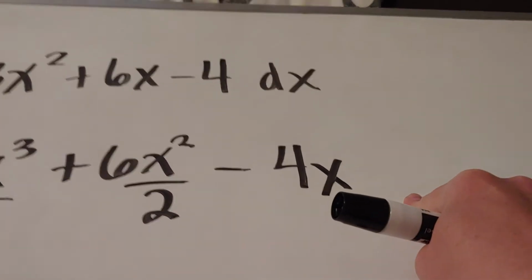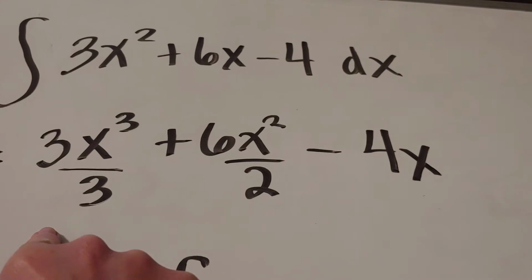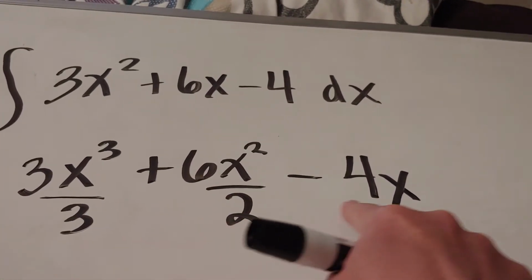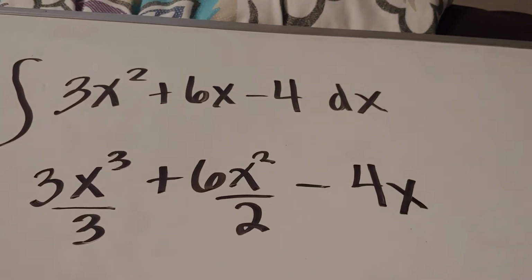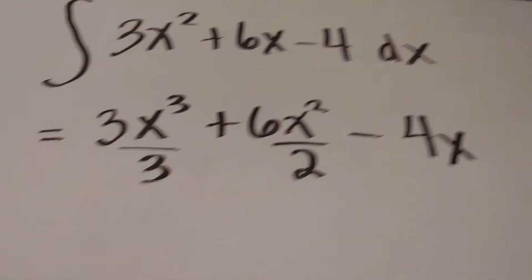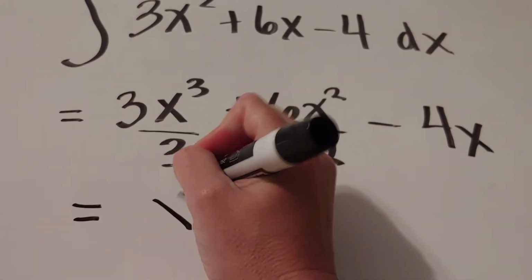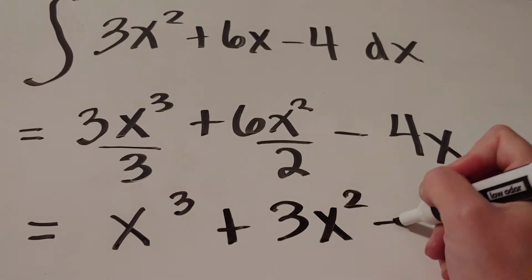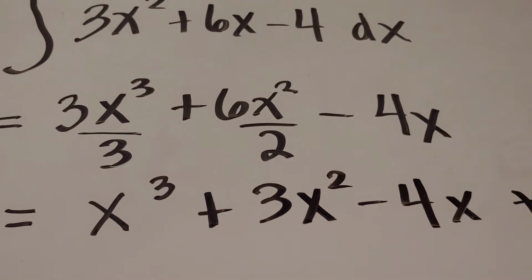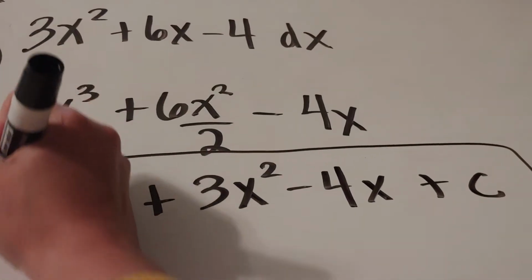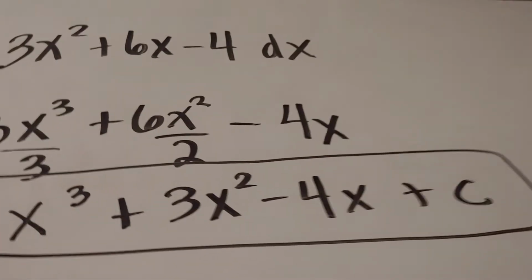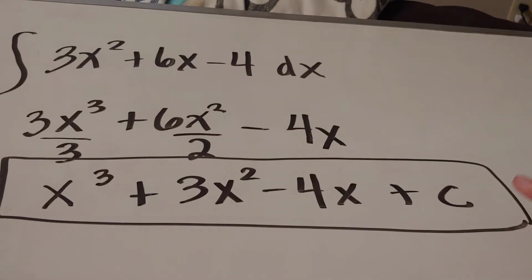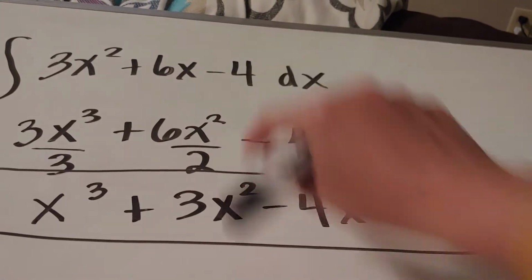Now, I would want to put a plus c, but I can clean this up a little bit. 3 over 3 will reduce, 6 over 2 will reduce, minus 4x won't reduce. Let's go ahead, and I'm going to erase my little rule that I just wrote. I'm going to get x cubed plus 3x squared minus 4x plus c. And again, the beautiful thing about finding antiderivatives or integrals is that you can check your work just by taking a derivative. So if I take a derivative of this, I should get back to the original.